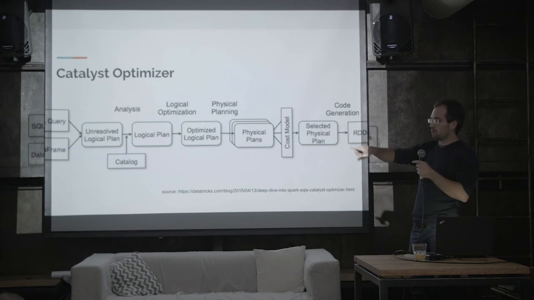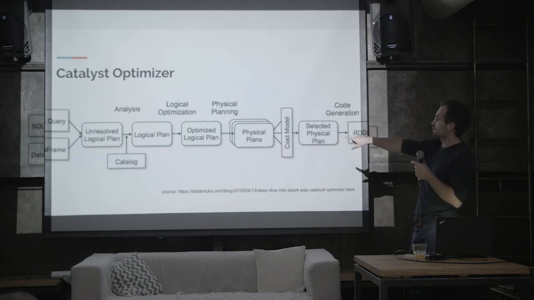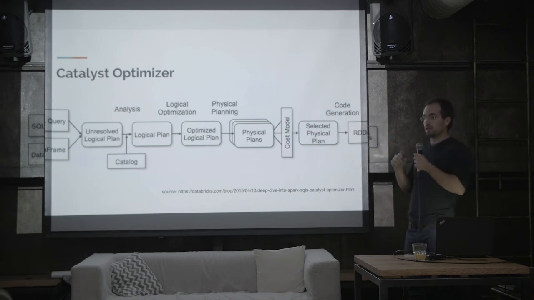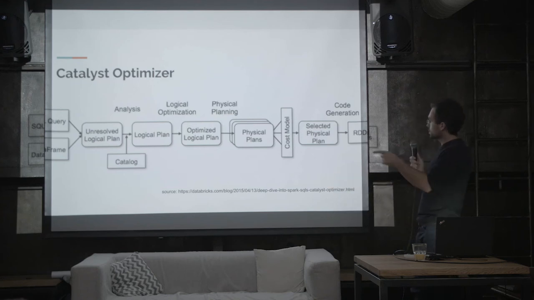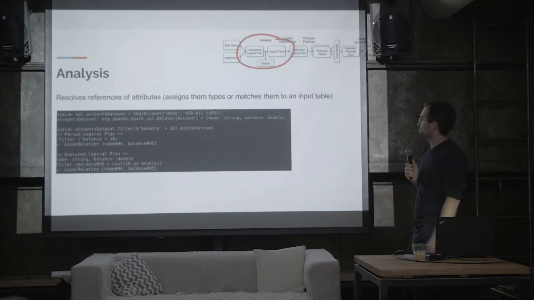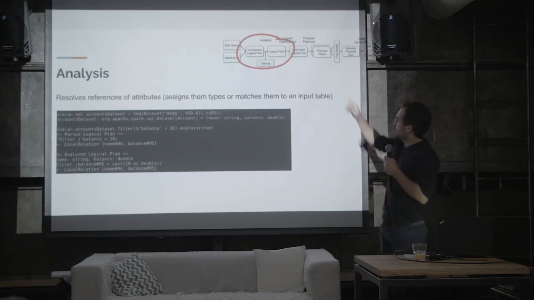We go through those mapping steps and optimization steps, and then the Catalyst generates the code which will be invoked, which will be executed in the RDDs on the nodes. So let's maybe go through those steps. So we are in the analysis phase.